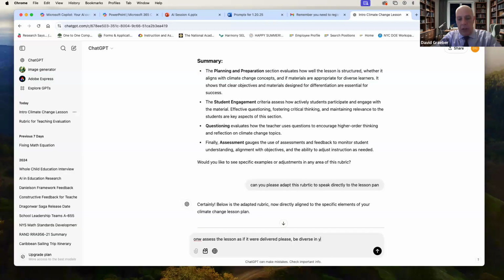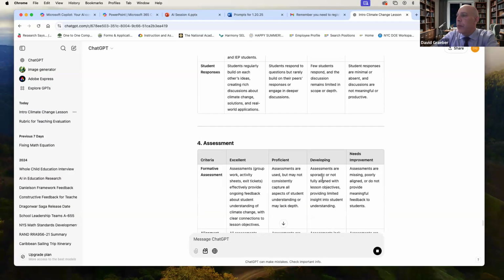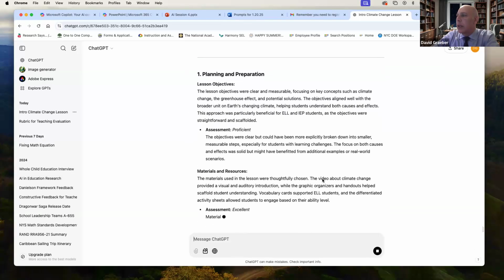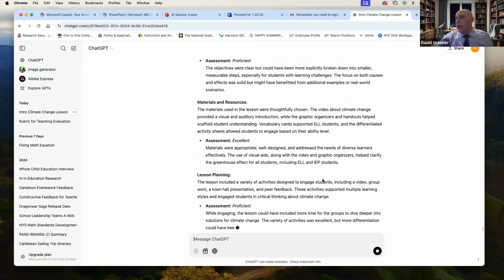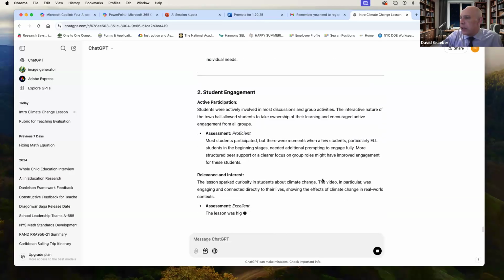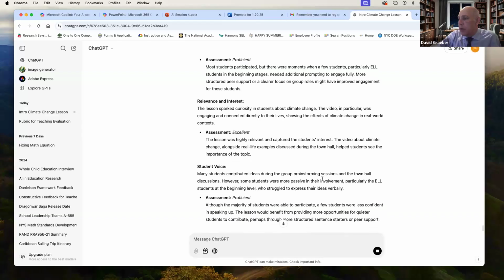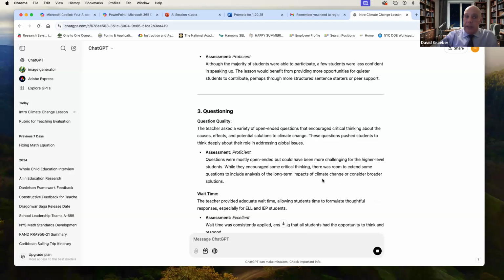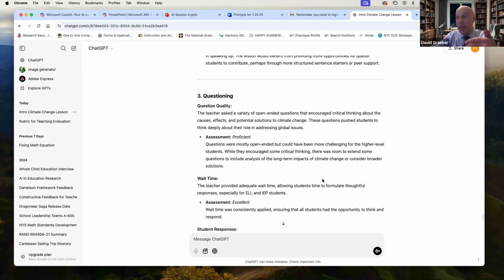Okay. Now assess the lesson as if it were delivered, please. Be diverse in your analysis. Look what it's doing. Proficient, excellent, proficient, excellent, proficient, excellent. Now I have to read this, like I said, just like a teacher has to read the lesson plan that it's developed. I, as the administrator, have to go through this line by line to make sure.